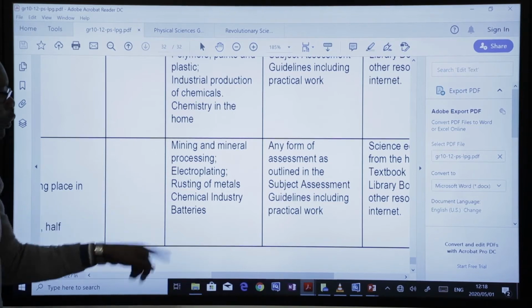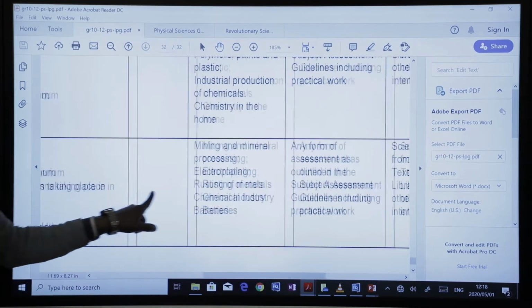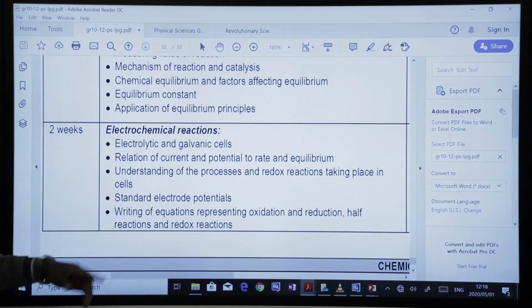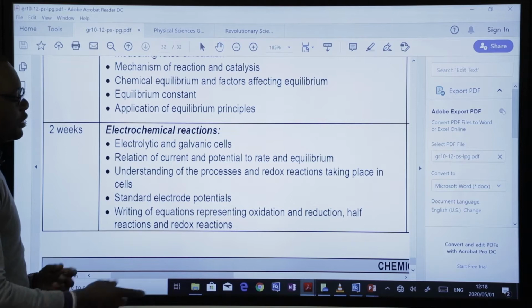So we'll be looking at all these parameters and explain how we come into all those as we do our writing of equations representing oxidation and reduction, half reactions, and redox reactions.